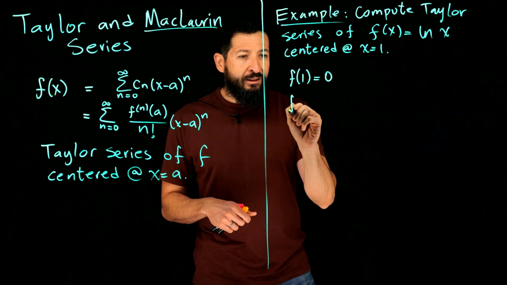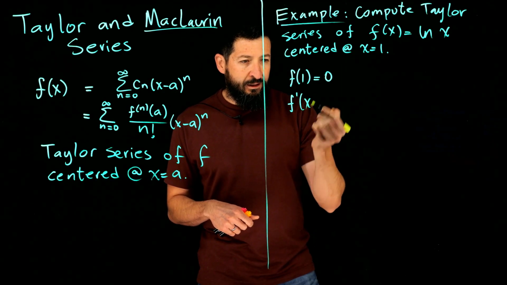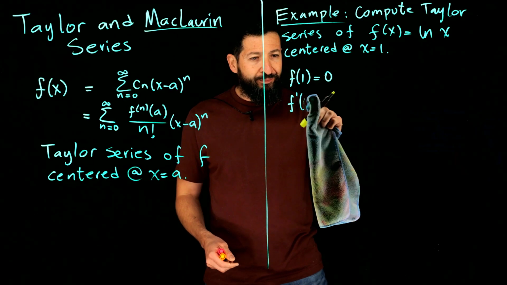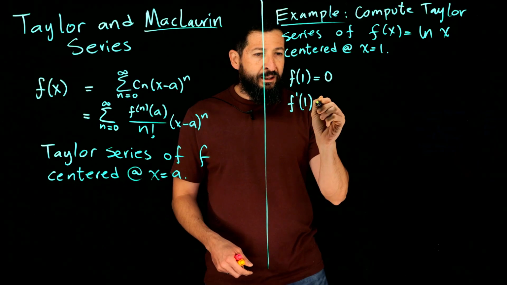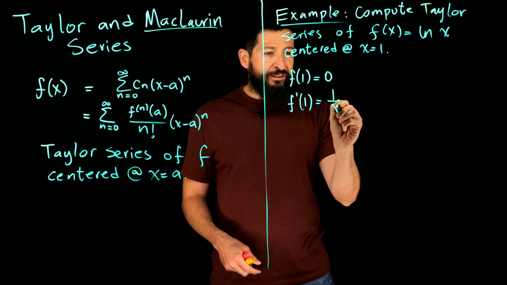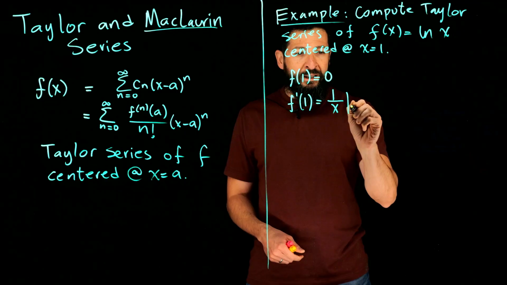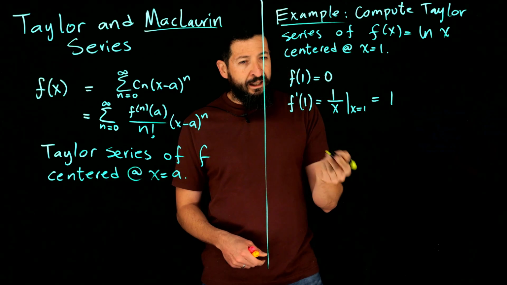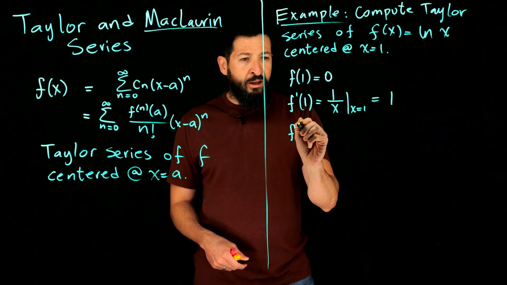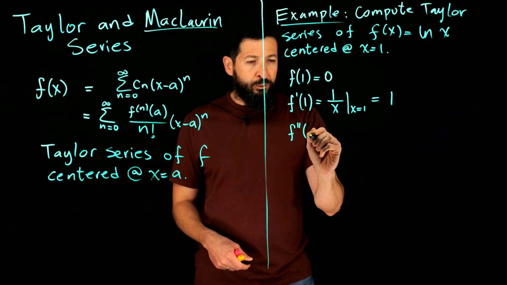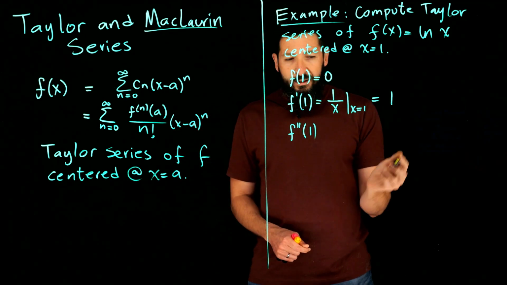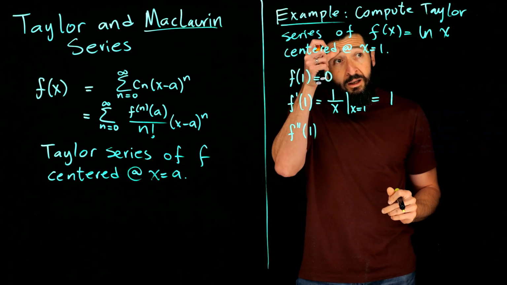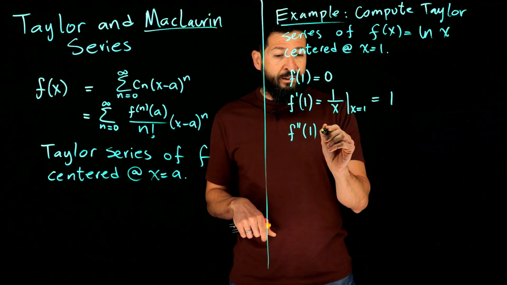Now I need my first derivative, but I want to evaluate it at 1, so I made a mistake. Let me erase there. Evaluate it at 1, and that's going to be 1 over x. That's the derivative of your natural log evaluated at x equals 1, which is going to be 1. Let's do it again. The whole point here will be to find a rule that gives us eventually the nth derivative of the natural log evaluated at 1. That is our goal.